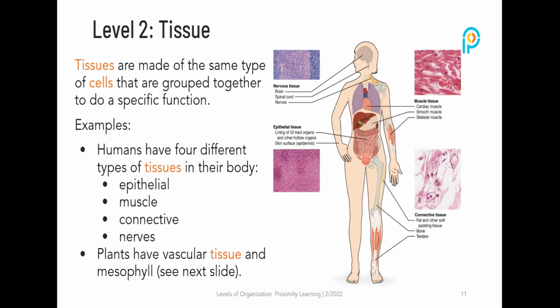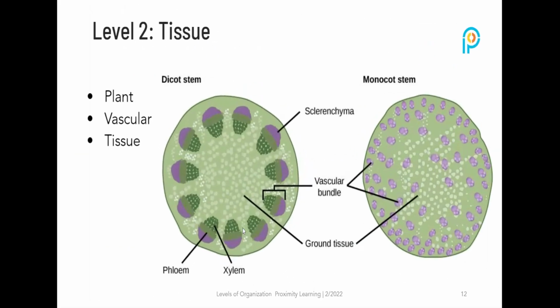Epithelial is the lining, or like our epidermis, the skin surface. The muscle, like cardiac, smooth, skeletal. Connective tissues, fat and other soft padding, bone, tendons. And then, of course, nervous tissue, brain, spinal cord, nerves. Okay, so in plants, vascular tissue. So you have the dicot stem, monocot stem, and then you see all those things that we've discussed.